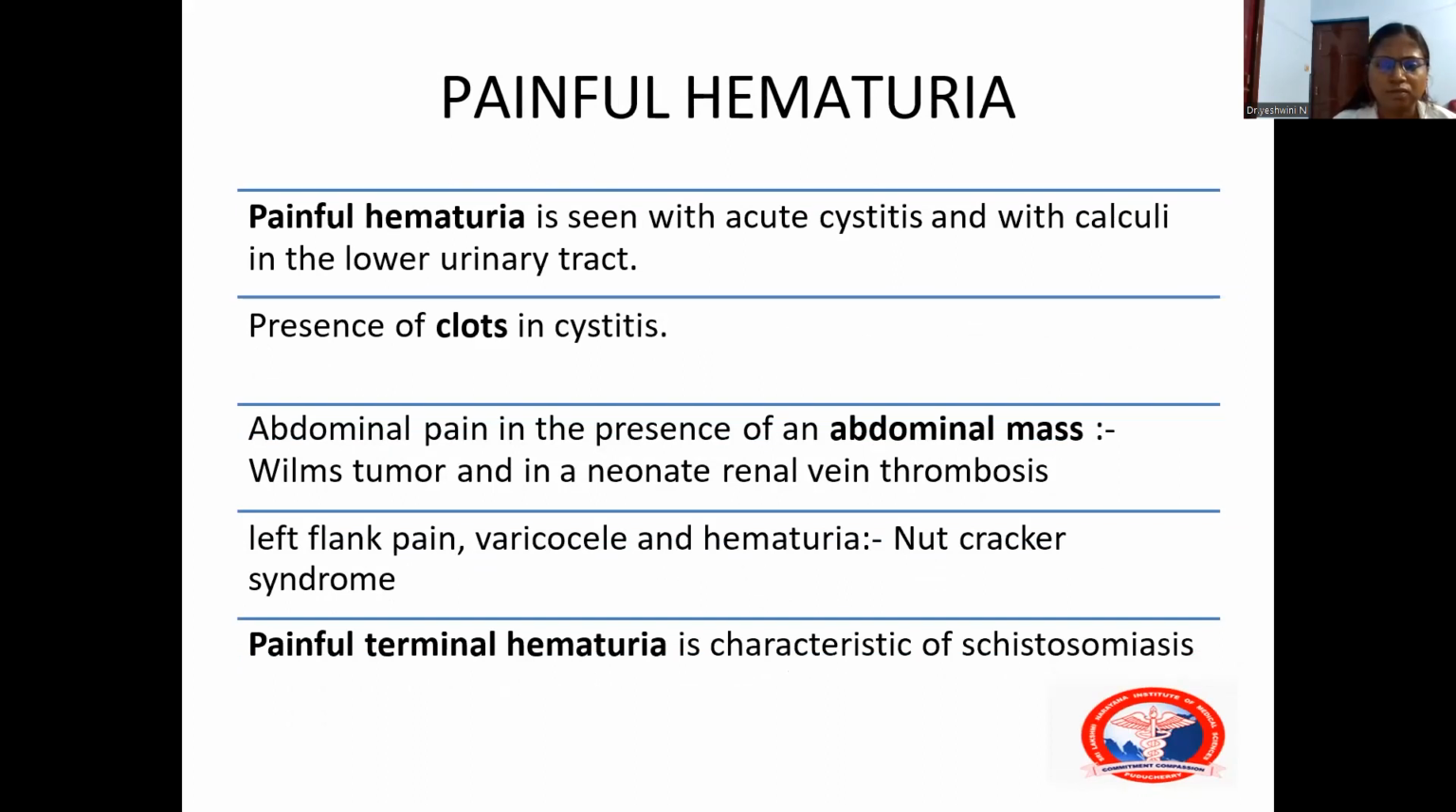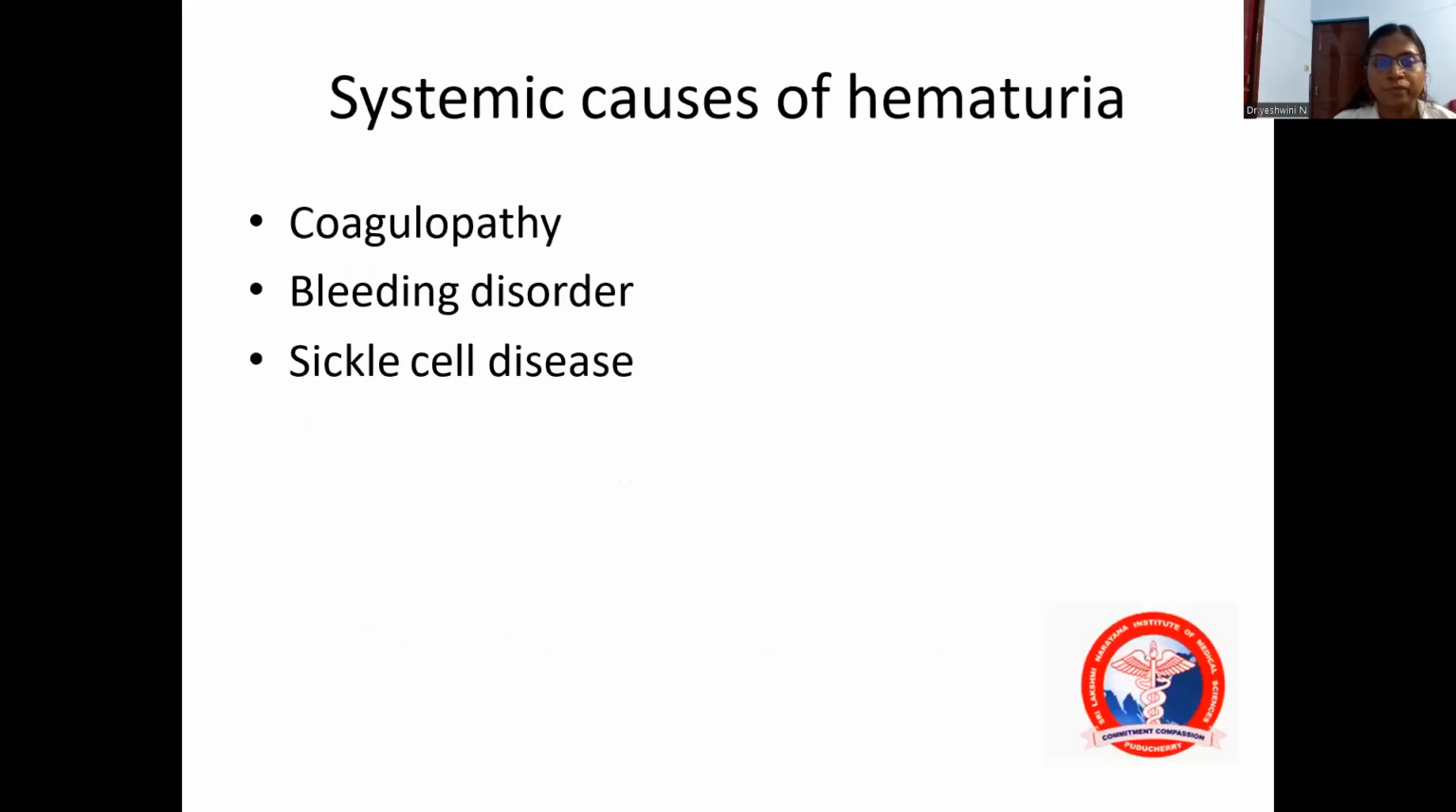Painful hematuria, think of non-glomerular causes. Cystitis, calculi. Okay, if clots are passing, then think of cystitis. If abdominal masses are there, then think of abdominal masses. Think of both Wilms tumor and renal vein thrombosis in a neonate. Okay, then painful terminal hematuria, think of schistosomiasis also. Then systemic causes like bleeding disorders, coagulopathy, sickle cell disease.